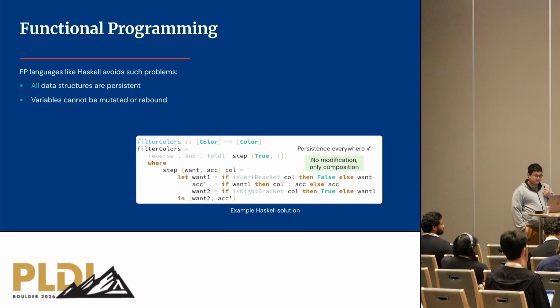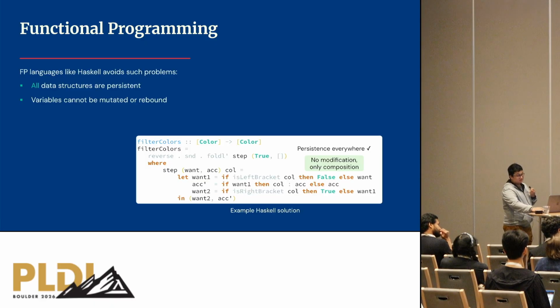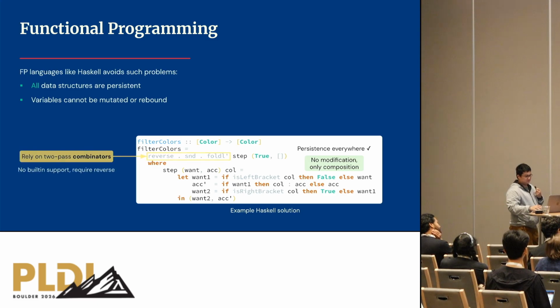So in this example solution shown here, we can see that there is no modification, only composition, and persistence is enforced everywhere. This is obviously good. However, the Haskell solution also has its own problems. It relies on combinators, specifically a two-pass combinator, because there is no built-in support for step-by-step modification.